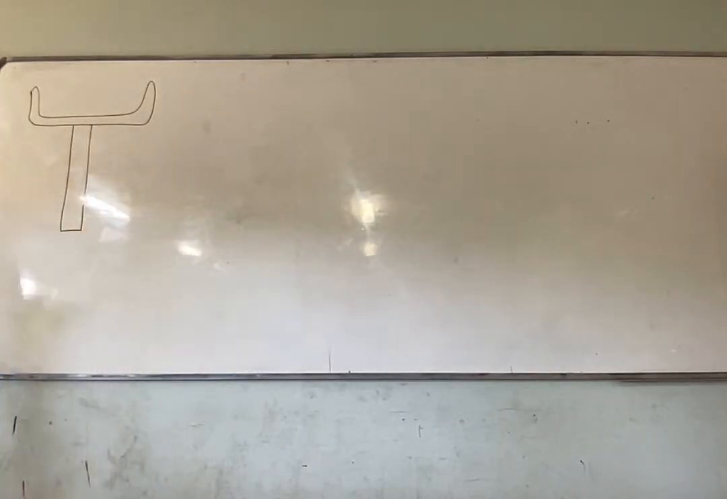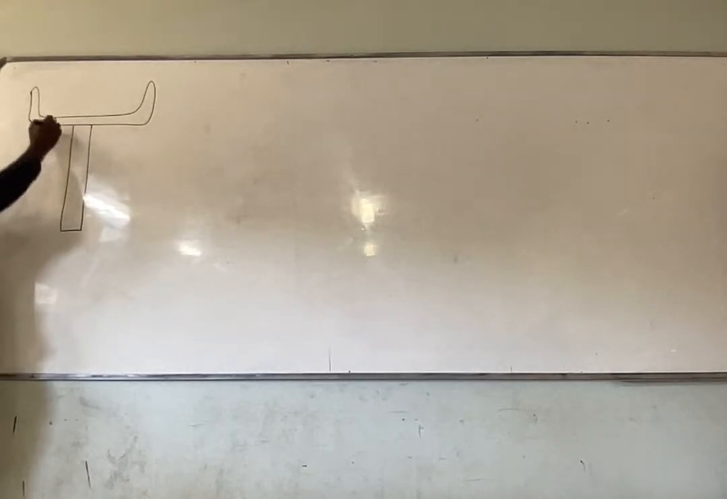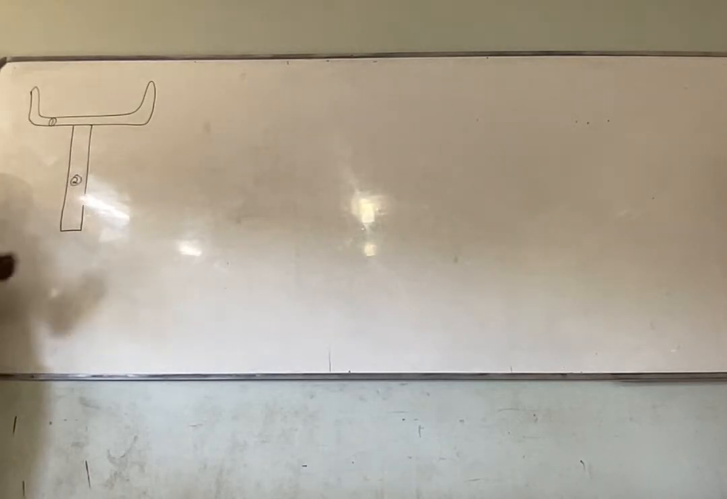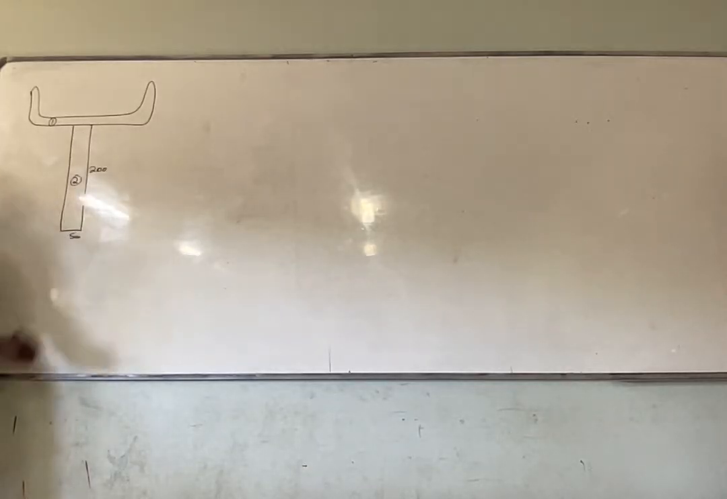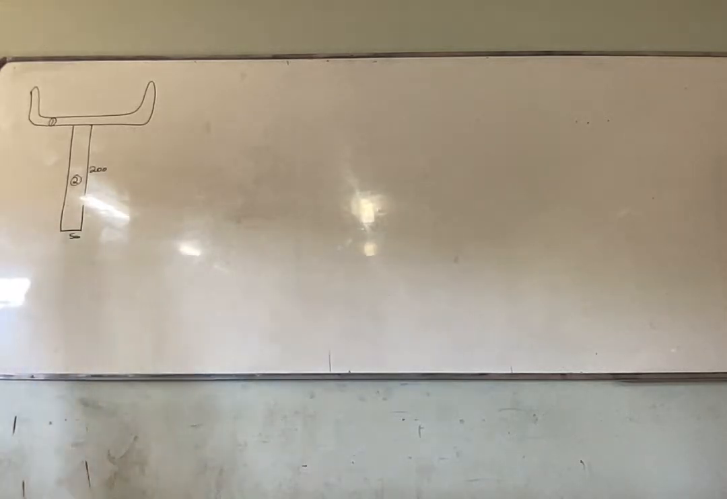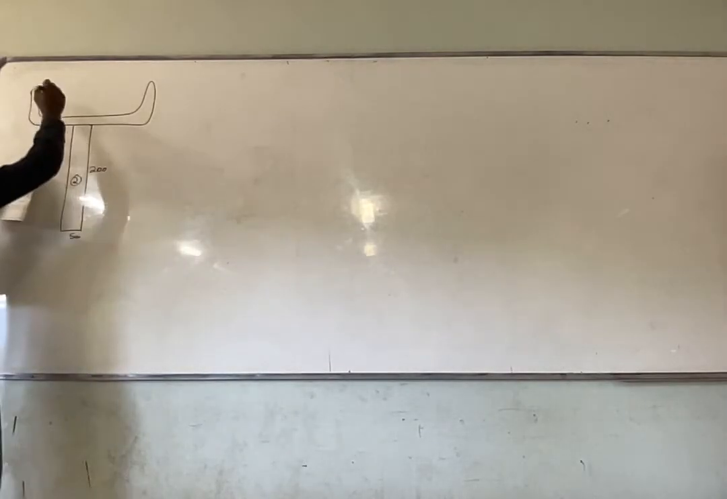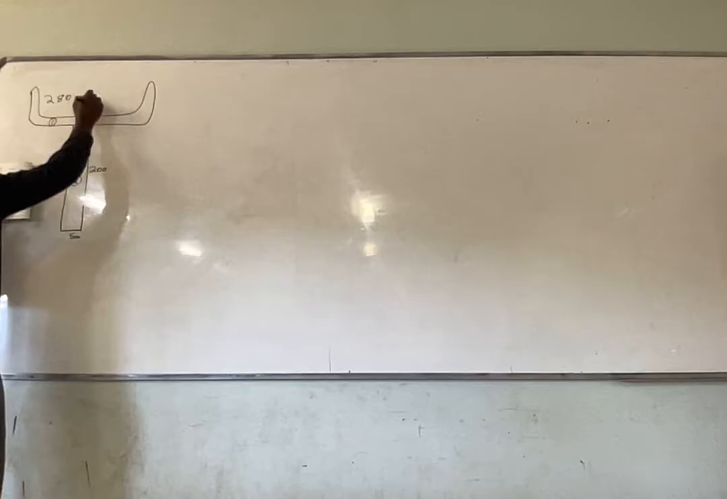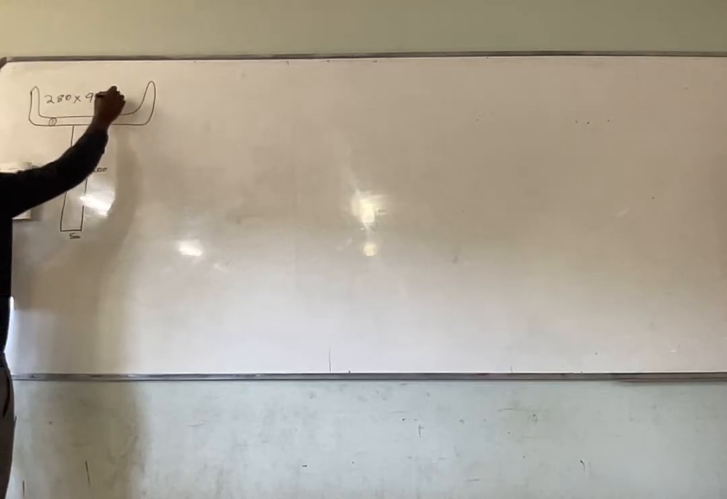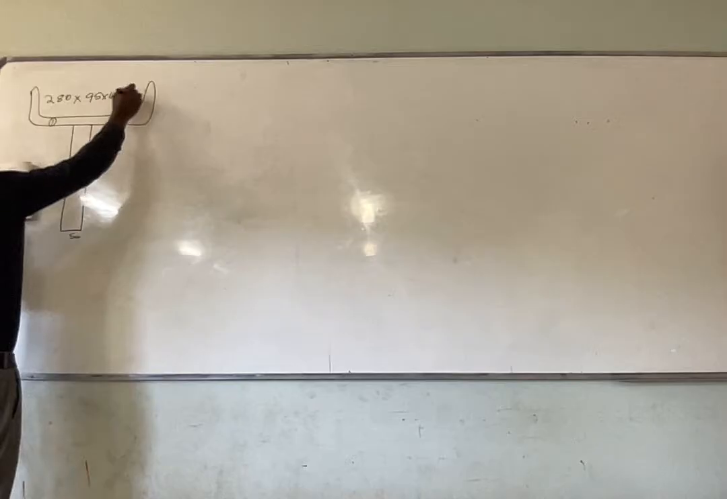So we have another build-up beam here. This build-up beam consists of a standard area and a non-standard area. On this non-standard area, you have 200, you also have 50 there. The standard area is a channel. On this channel, we will be using 280 times 95 times 21.8 kilogram per meter.